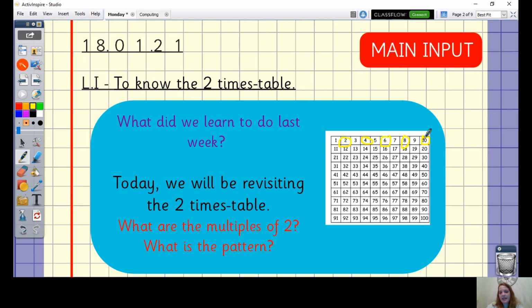Another pattern is the numbers 2, 4, 6, 8, and 0. If you look at the rest of the multiples, even if the 10's digit changes, that 1's digit still stays the same. 2, 4, 6, 8, and 0 is always the 1's digit. Well done if you managed to spot those patterns. Maybe you spotted some more patterns which I haven't talked about.